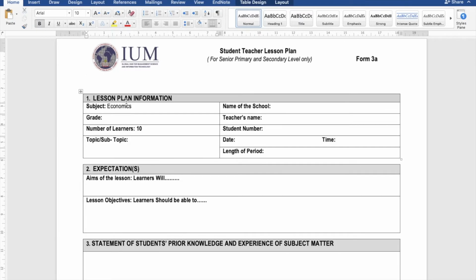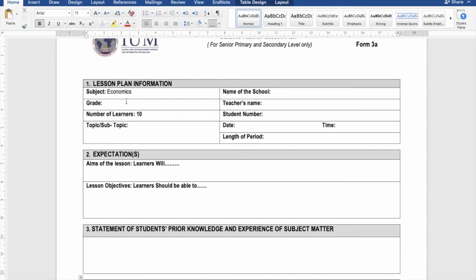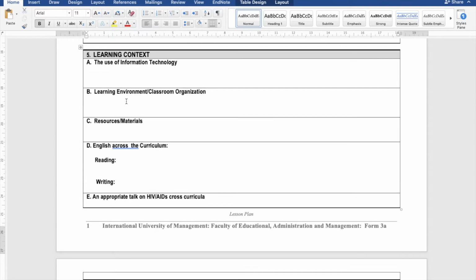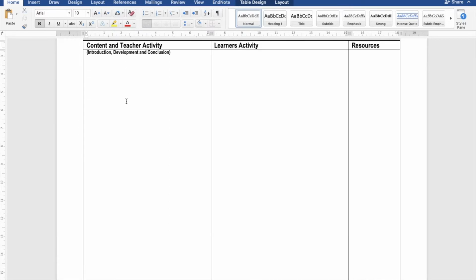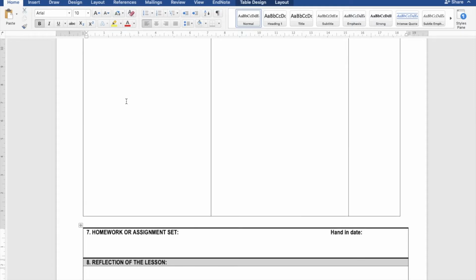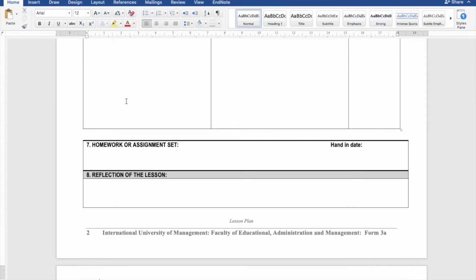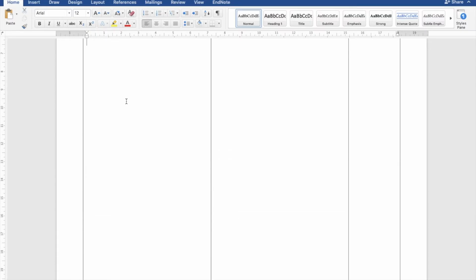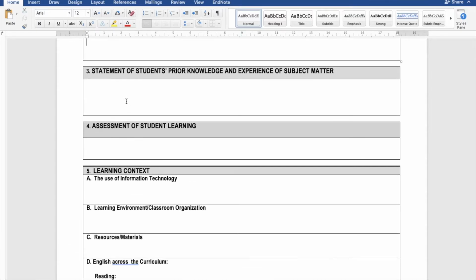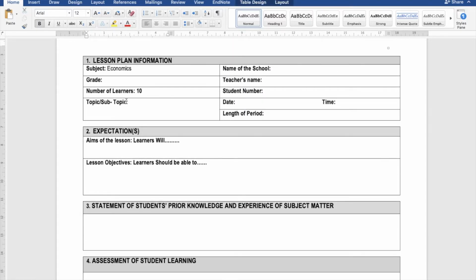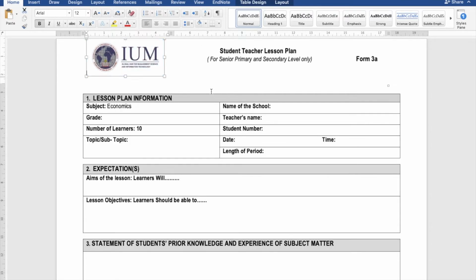Now, how many components do we have? 1, 2, 3, 4, 5, 6, 7, 8. So in total, we have 8 components, and you must all know what to do with each part of these components. What you're supposed to write when preparing your lesson is quite easy. The first one is just your information as a teacher.